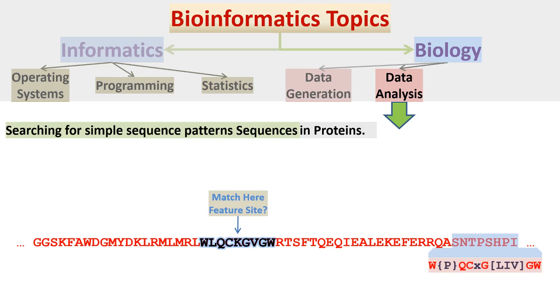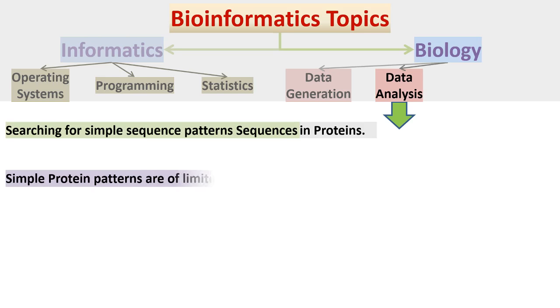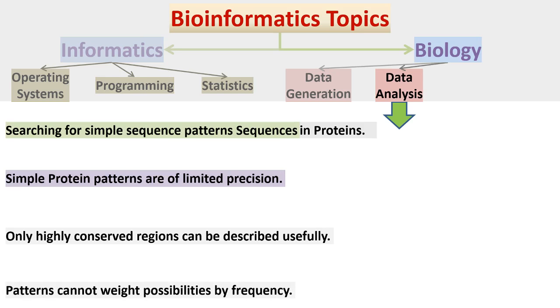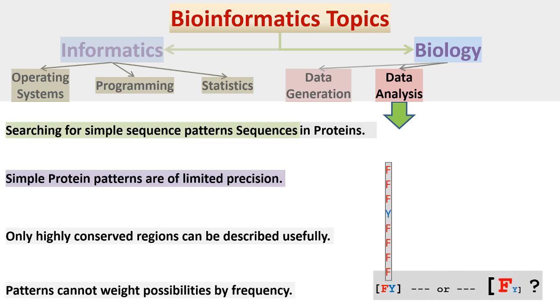In truth, protein patterns are very limited in their ability to accurately represent conserved alignment. A meaningful protein pattern can only be designed for very highly conserved regions. Patterns cannot weight position possibilities. That is, it is possible to state that in a particular position, an F or a Y are both acceptable, using square brackets. But it is not possible to record that one amino acid is more likely than the other given the evidence of the MSA.